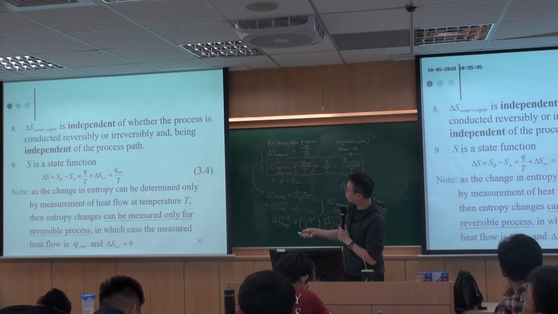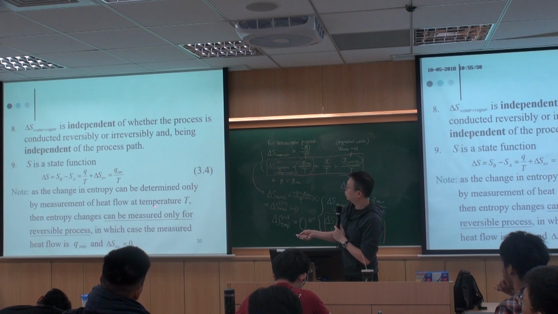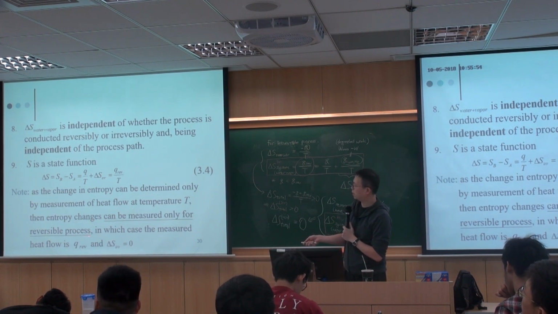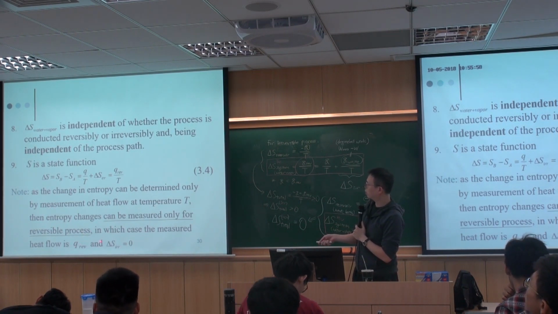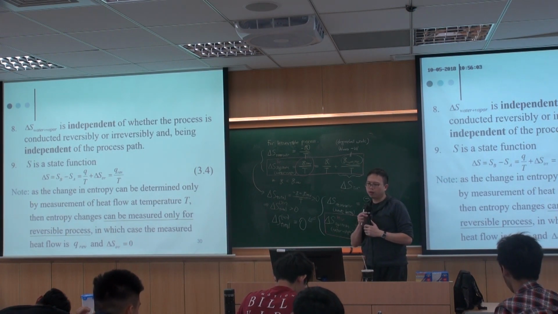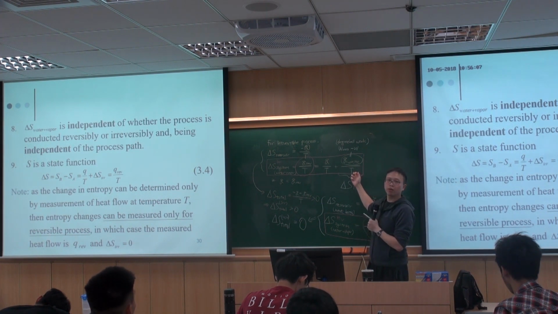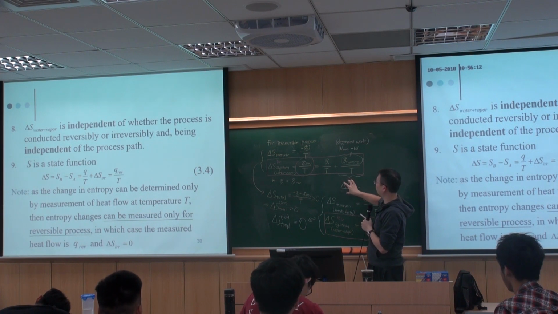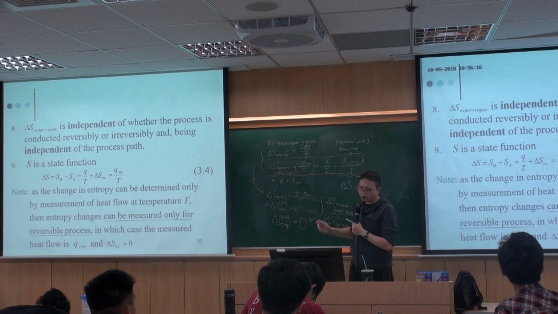So as a change in entropy can be determined only by measurement of heat flow at temperature T, entropy changes can be measured only for reversible processes. In that case, the measured heat flow is Q reverse and delta S IRR is 0. This states that it is very hard to identify this term experimentally. The Q waste over T, or the contribution from the irreversible process, is hard to identify.